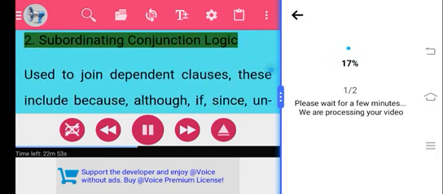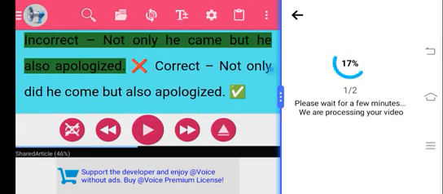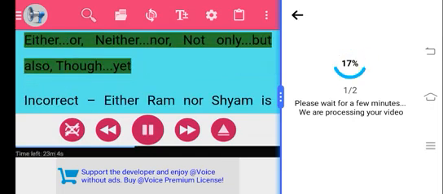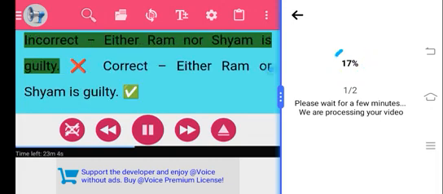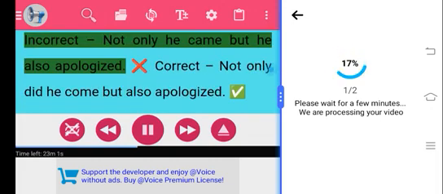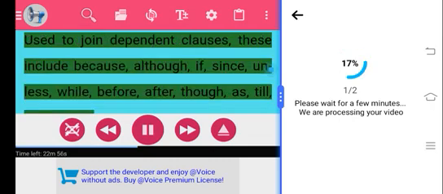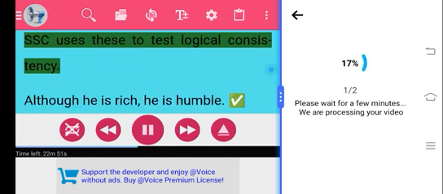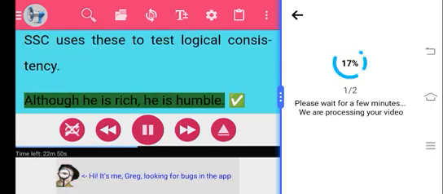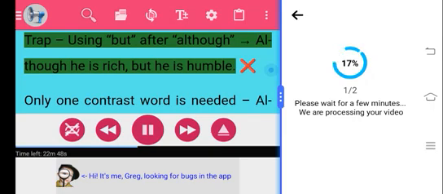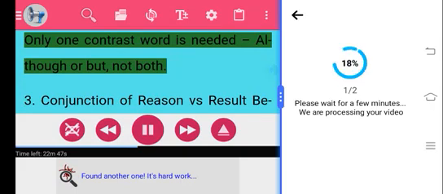2. Subordinating conjunction logic. Used to join dependent clauses. These include because, although, if, since, unless, while, before, after, though, as, till, as soon as. SSC uses these to test logical consistency. Although he is rich, he is humble. Because it was raining, we stayed inside. Unless you try, you will not succeed. Trap: using both although and but. Although he is rich, but he is humble is incorrect. Only one contrast word is needed, although or but, not both.